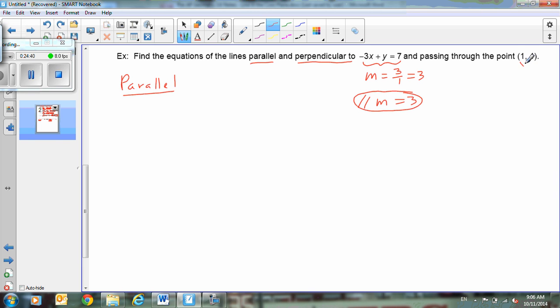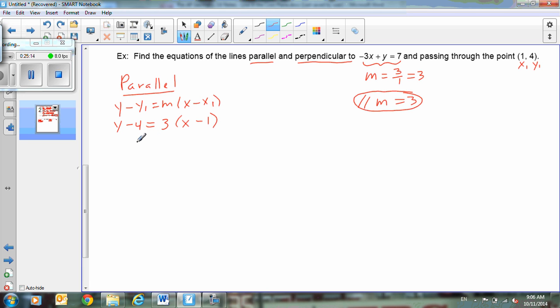We have an x1, y1, because we're given the coordinates of a point that lies on that line. So let's take that information and plug it into our point-slope form. y minus y sub 1 is equal to the slope times x minus x sub 1. In this case, it would be y minus 4, since I'm subtracting the y value of my point, is equal to that parallel slope of 3 times x minus the x value of our point, which is 1.